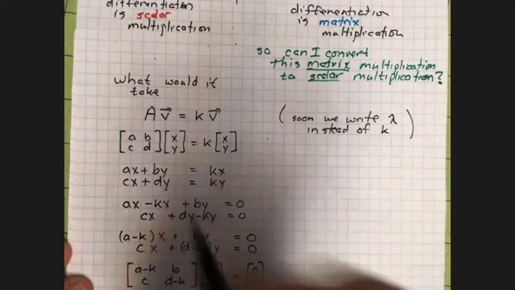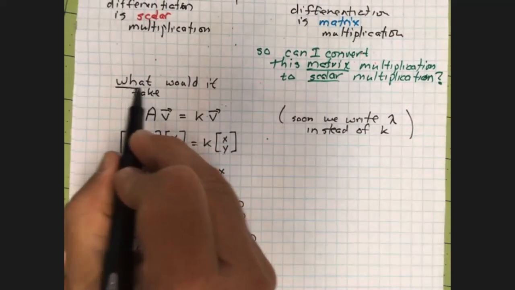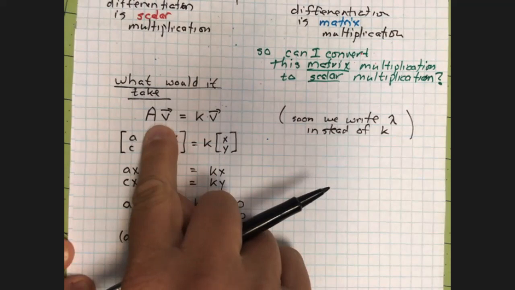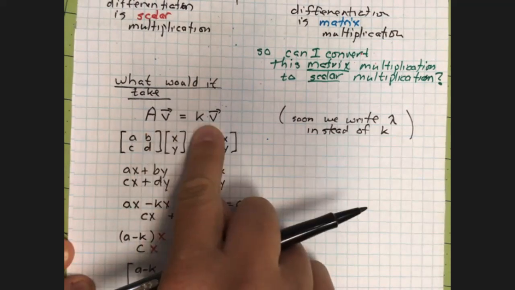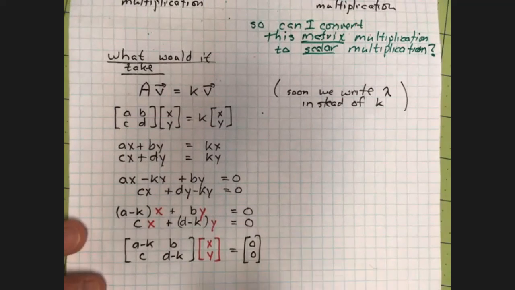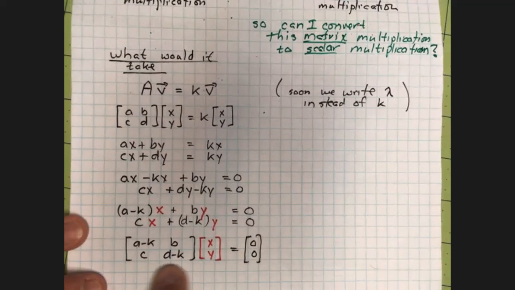So remember what our original question is here. What would it take for matrix multiplication to be the same as scalar multiplication? Is it impossible? Is it ever possible? If it is possible, what conditions would we place on it? But now I'm into a new expression.